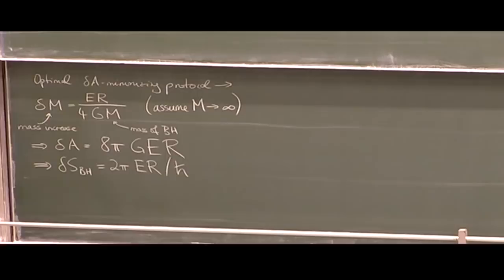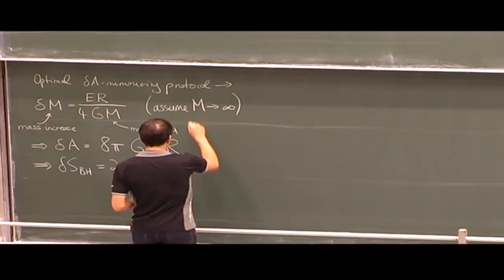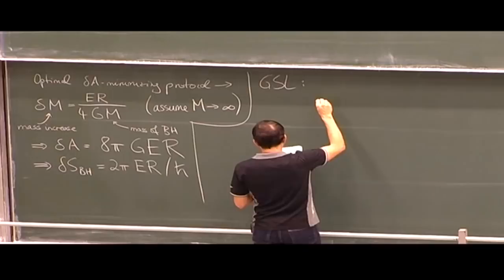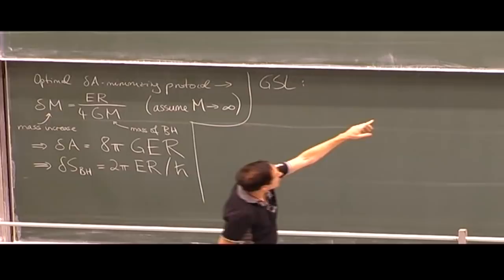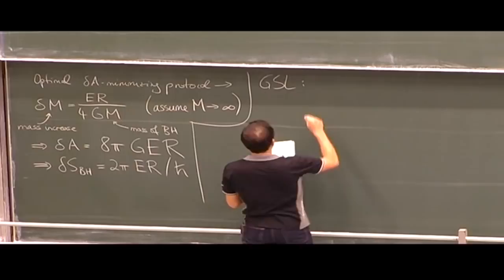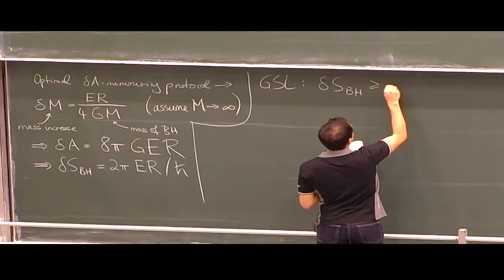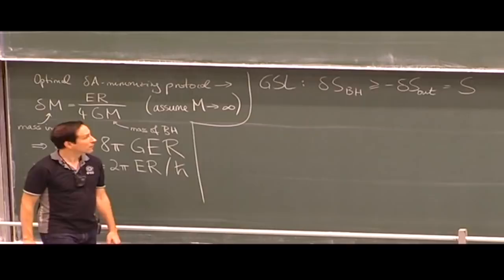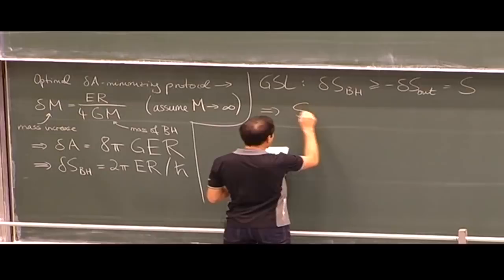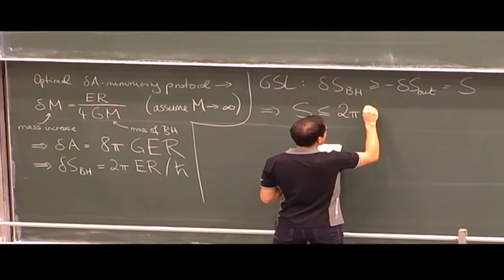All right, so now the GSL tells us, I wrote it there, that dS_gen is greater than or equal to 0. So that means that, let's just break S_gen up into the two pieces. And so we find that dS of the black hole is greater than or equal to minus the change in the entropy outside the black hole, which is, of course, in our simple example, just the entropy of the system that we lost. And so we find, in the end, that S is less than or equal to 2π E R over h-bar.